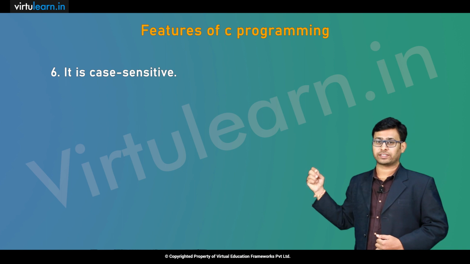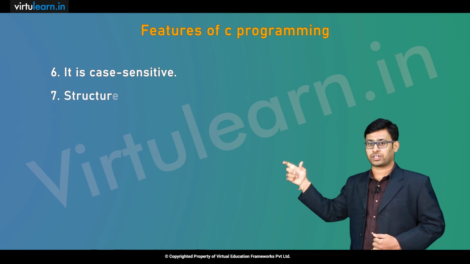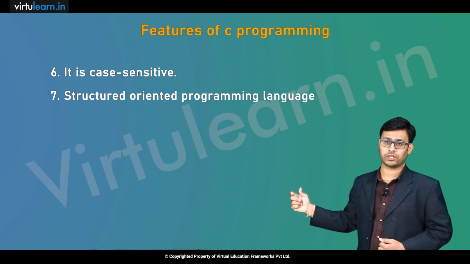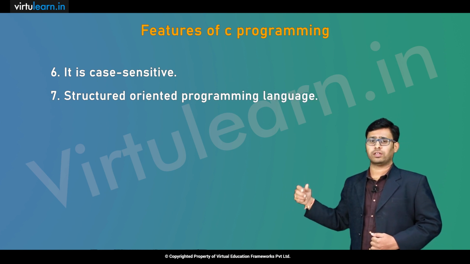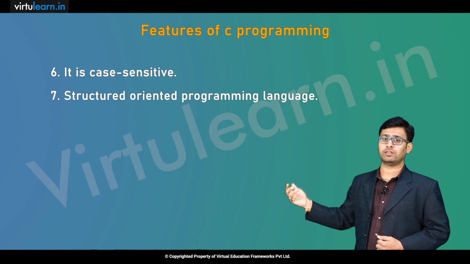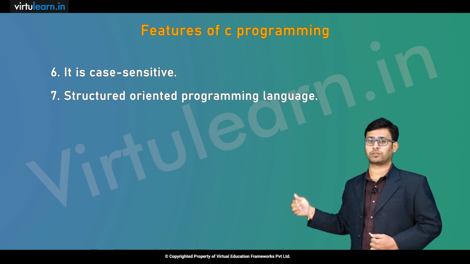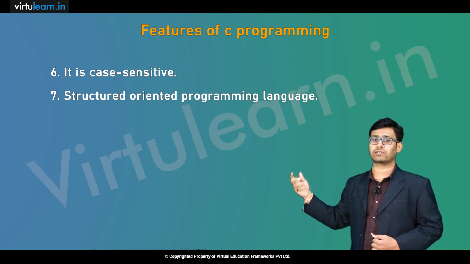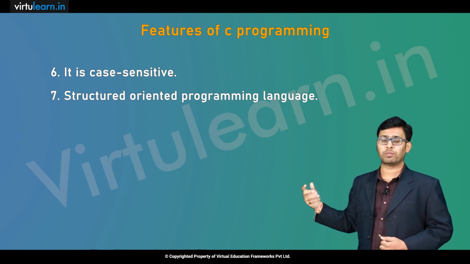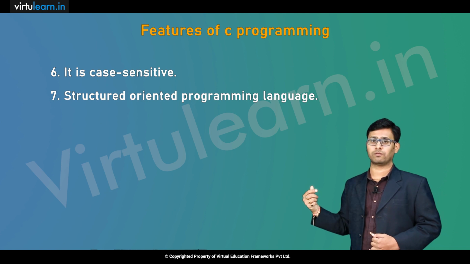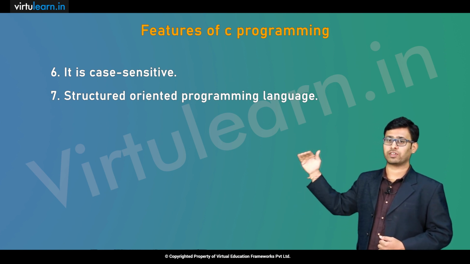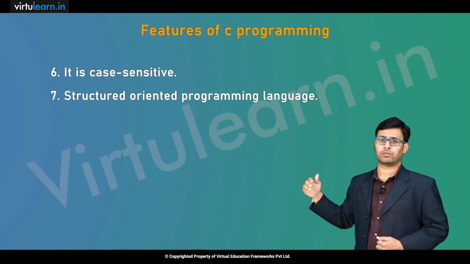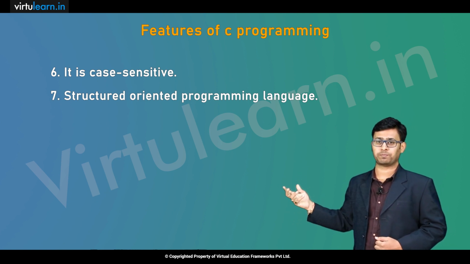Next, C is a structure oriented programming language, and in some of the books we say C is a low level language. In some of the books we read it is a middle level language. In some of the books we also see it is a high level language. So depending upon the usage, we can categorize whether it comes in the higher level, middle level or lower level. So we can say it is a middle level language.